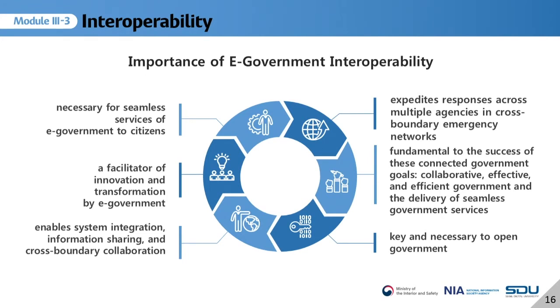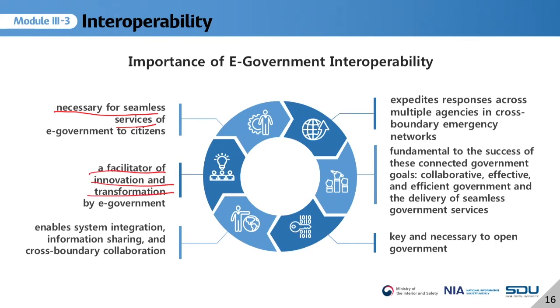Why is e-government interoperability so important? This slide shows why. There are 6 reasons. First, e-government interoperability is necessary for seamless service. The second reason is interoperability can be a facilitator of innovation and transformation through e-government.